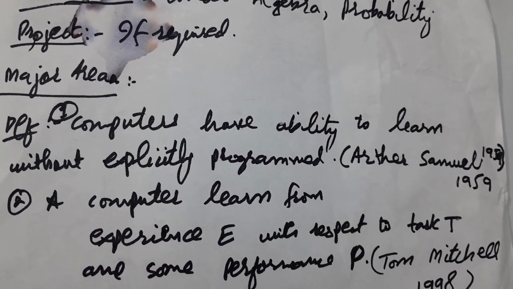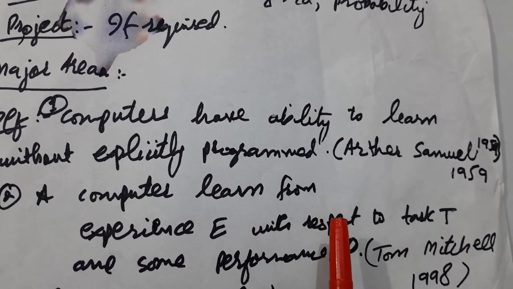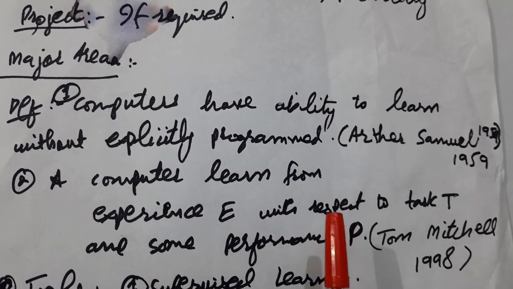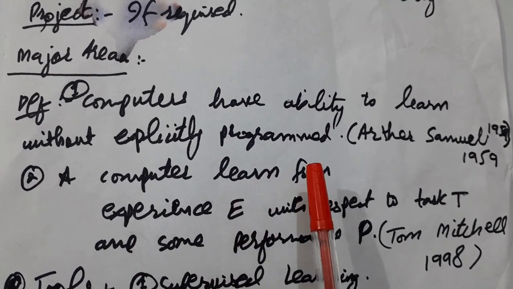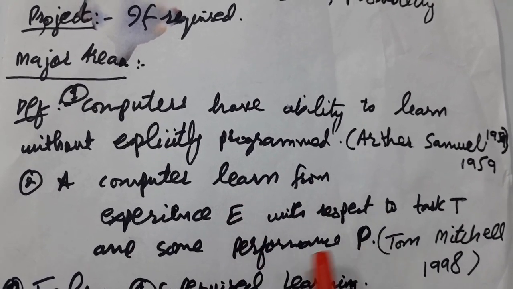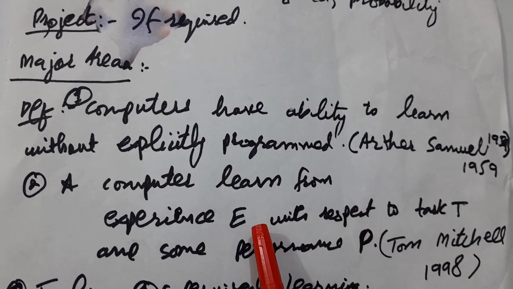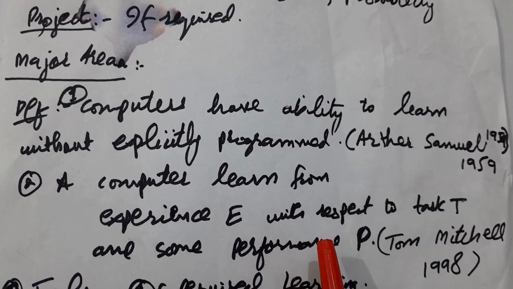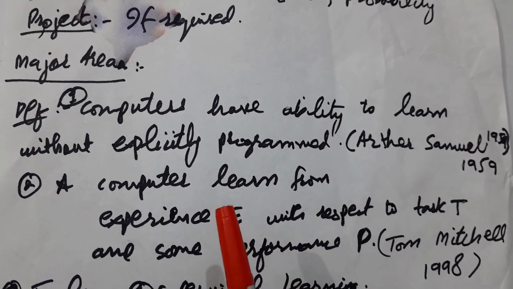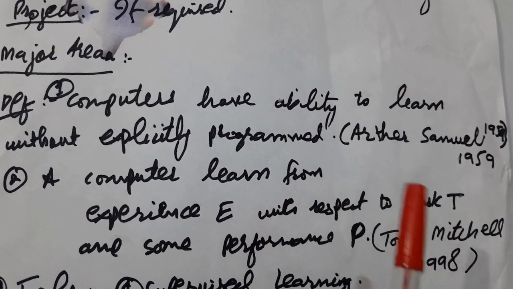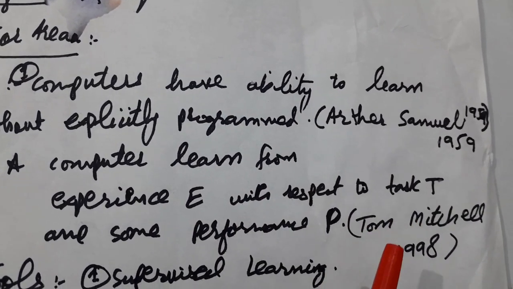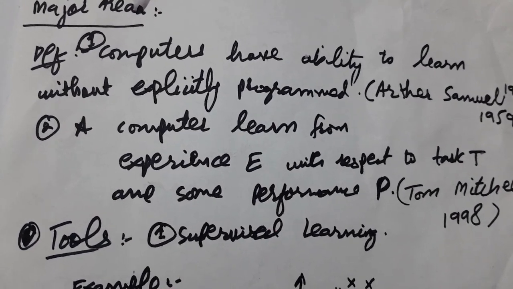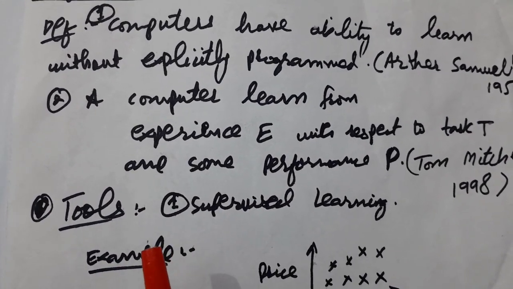a computer learns from experience E with respect to some task T and some performance measure P, and in each iteration it learns and performance improves. It learns from some experience with respect to that task and performance measure, and the performance will improve in the next iteration and go on. That is by Tom Mitchell in 1998. Now the definition evolves or improves.